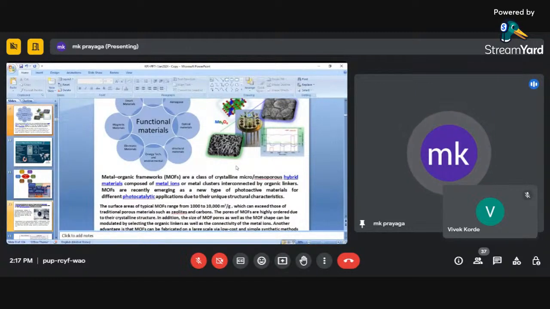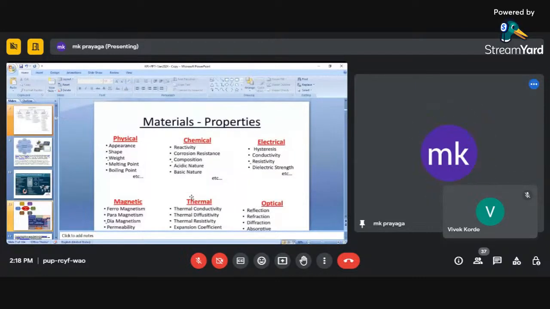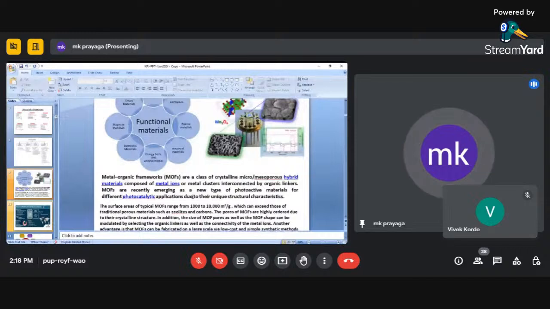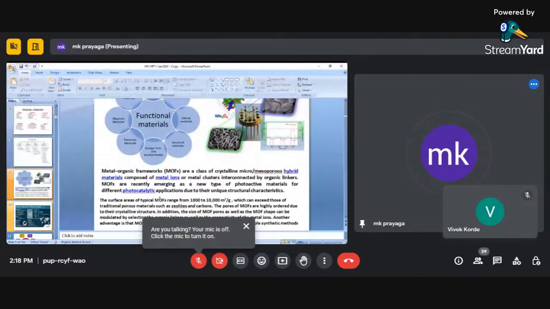So these porous structure materials, compared to the silica materials, they find around 1,000 to 10,000 square meters per gram of surface area, compared to the activated carbon materials. So this is one of the recent technologies being applied for many kinds of sensor developments also.